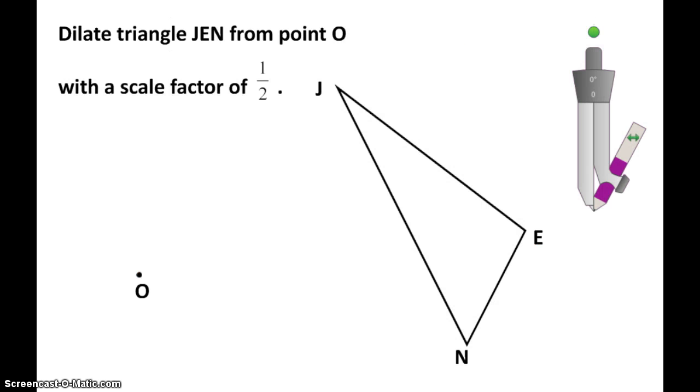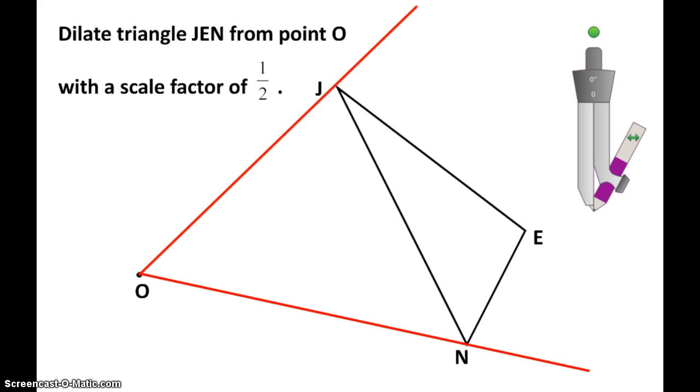Alright, now we have a triangle, JEN, and I want you to dilate it this time with a scale factor of 1/2. So we still start the same way we always do. Connect point O through each point of the triangle. Now, because we're multiplying by a scale factor of 1/2, you'll notice that I'm not going very far past E, because 1/2 is actually going to create a smaller triangle.